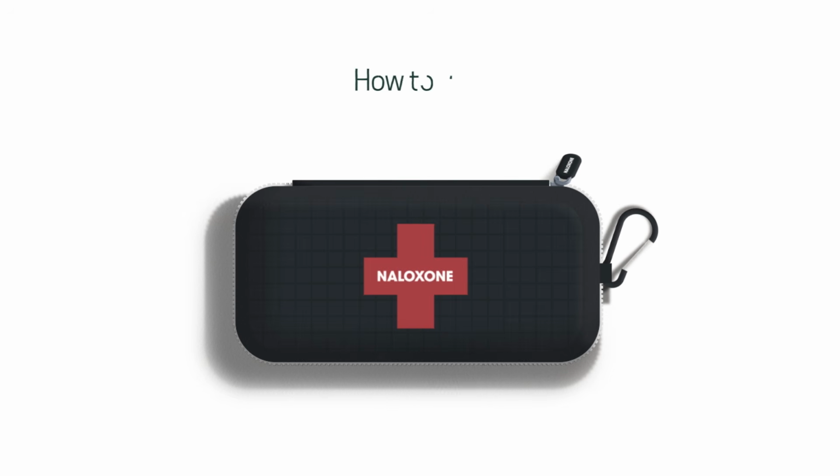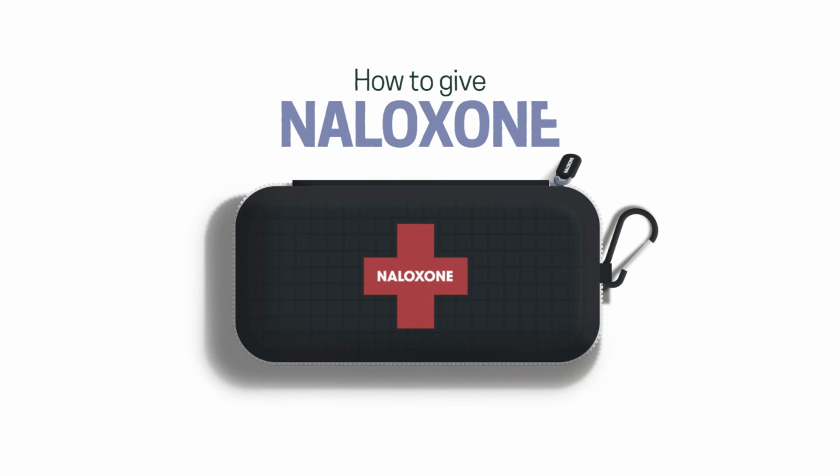The following animated video demonstrates how to administer naloxone to temporarily reverse the effects of an opioid overdose. Some of the steps are repeated on screen. If you think someone is having an opioid overdose, give naloxone as it can temporarily reverse the effects.